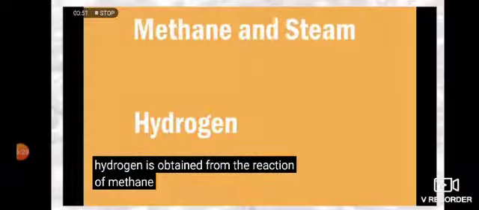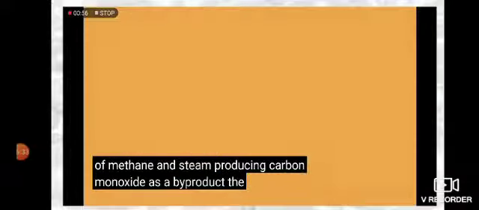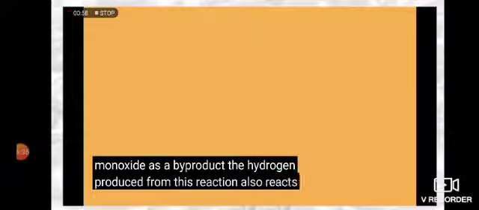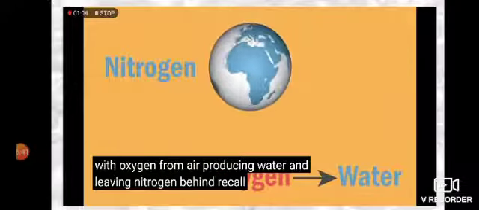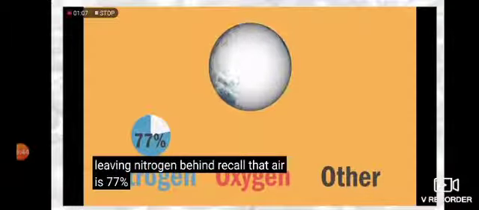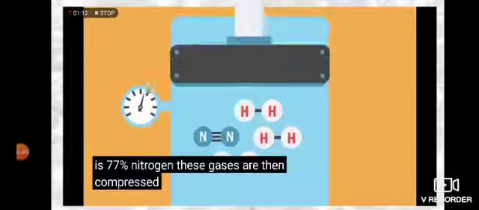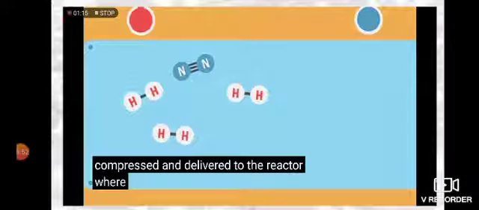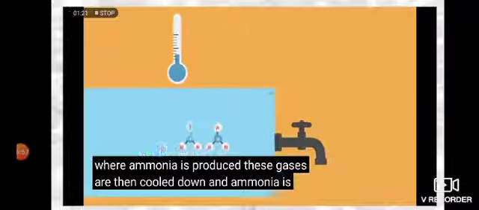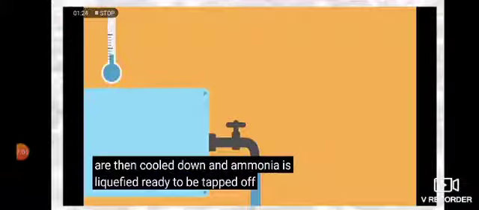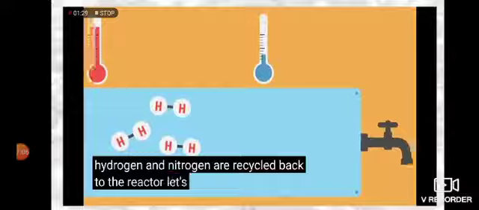Hydrogen is obtained from the reaction of methane and steam, producing carbon monoxide as a byproduct. The hydrogen produced from this reaction also reacts with oxygen from air, producing water and leaving nitrogen behind. Recall that air is 77% nitrogen. These gases are then compressed and delivered to the reactor, where ammonia is produced. These gases are then cooled down and ammonia is liquefied, ready to be tapped off. Unused hydrogen and nitrogen are recycled back to the reactor.